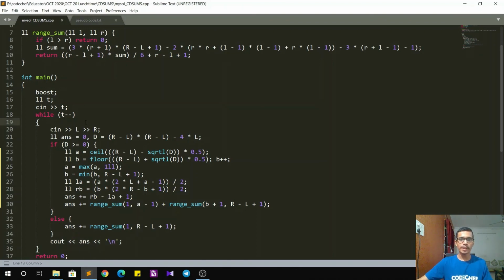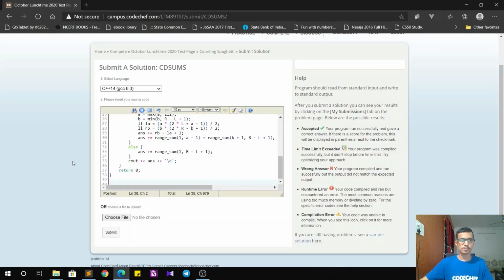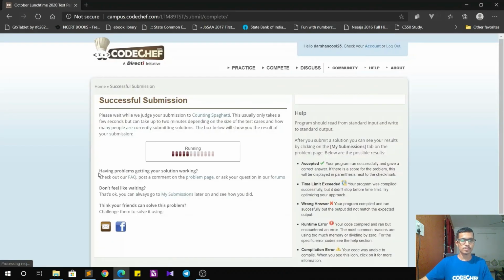So now that we have completed the implementation, let's submit this code on CodeChef IDE and let's hope to get a quick AC. Great, so our solution works.